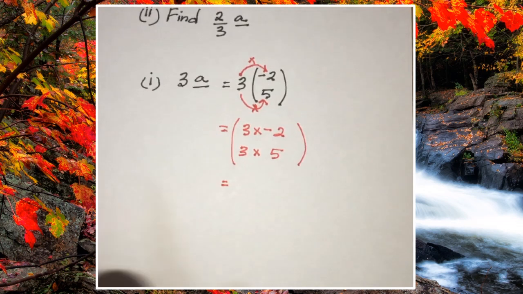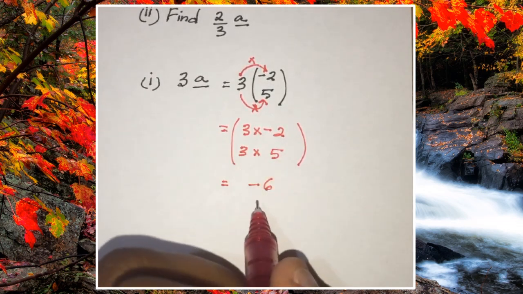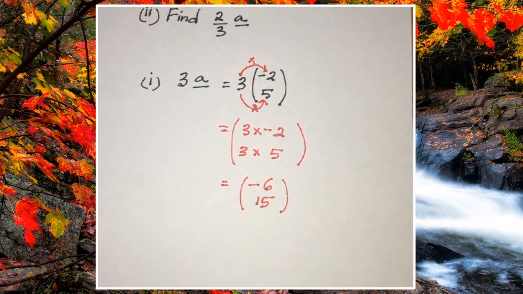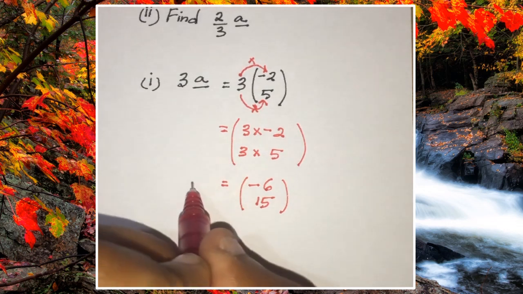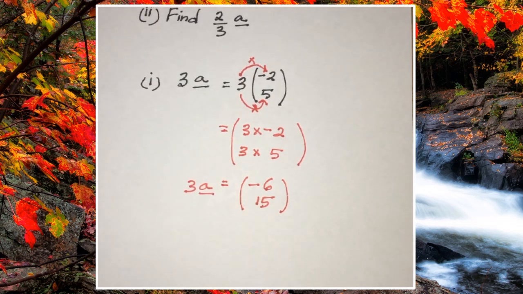So 3 times negative 2 will give us negative 6. And 3 times 5 will just give us 15. So 3a, or 3 times the vector a, is negative 6, 15. Now we need to worry about part 2.